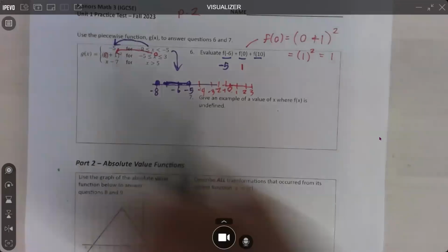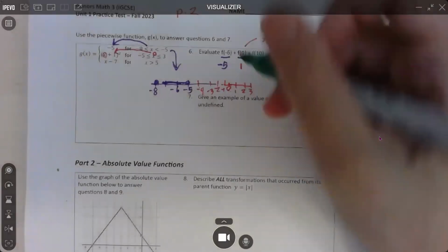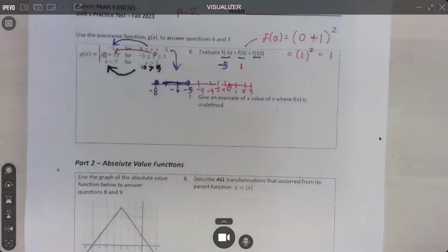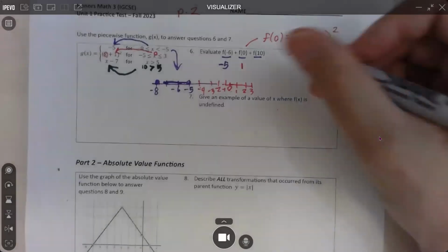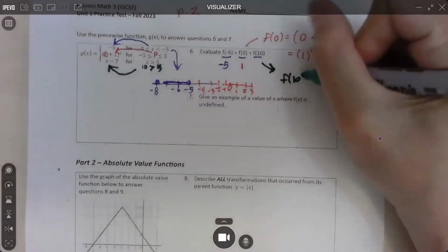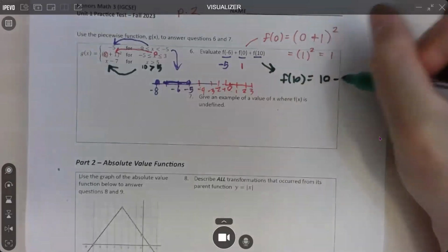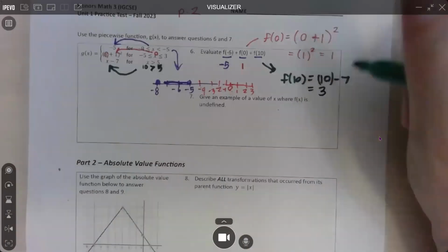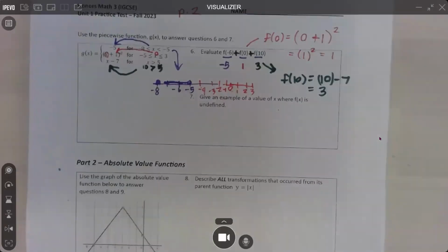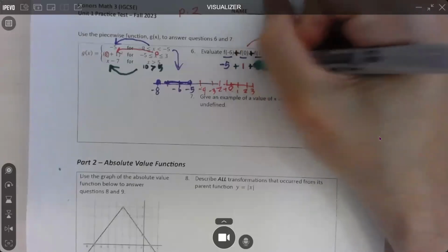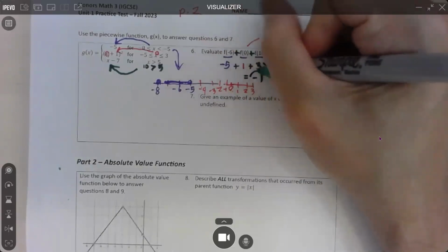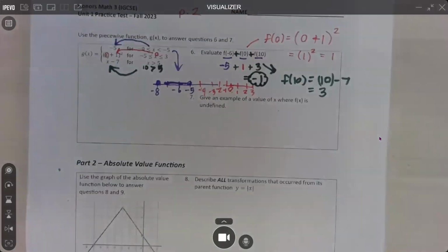But then finally, if I want to evaluate f of 10, well, on this inequality, 10 happens to be greater than 5. So I'm going to substitute 10 in for x minus 7. So f of 10 is simply going to be 10 minus 7. Now, if I take away 7 from 10, I'm going to get 3. So f of 10 is equal to 3. And in this case, I just need to add them together. So -5 plus 1 plus 3. -5 plus 1 is -4, plus 3 equals -1. So your final answer is going to be -1.